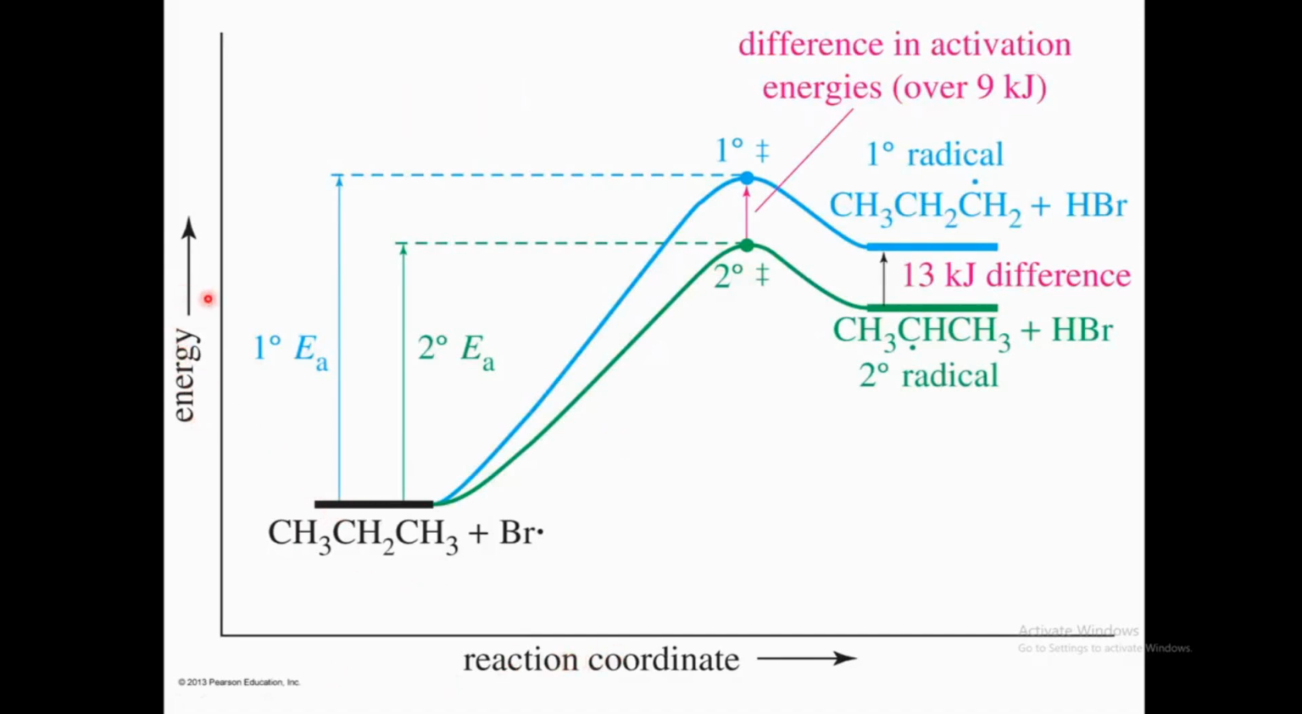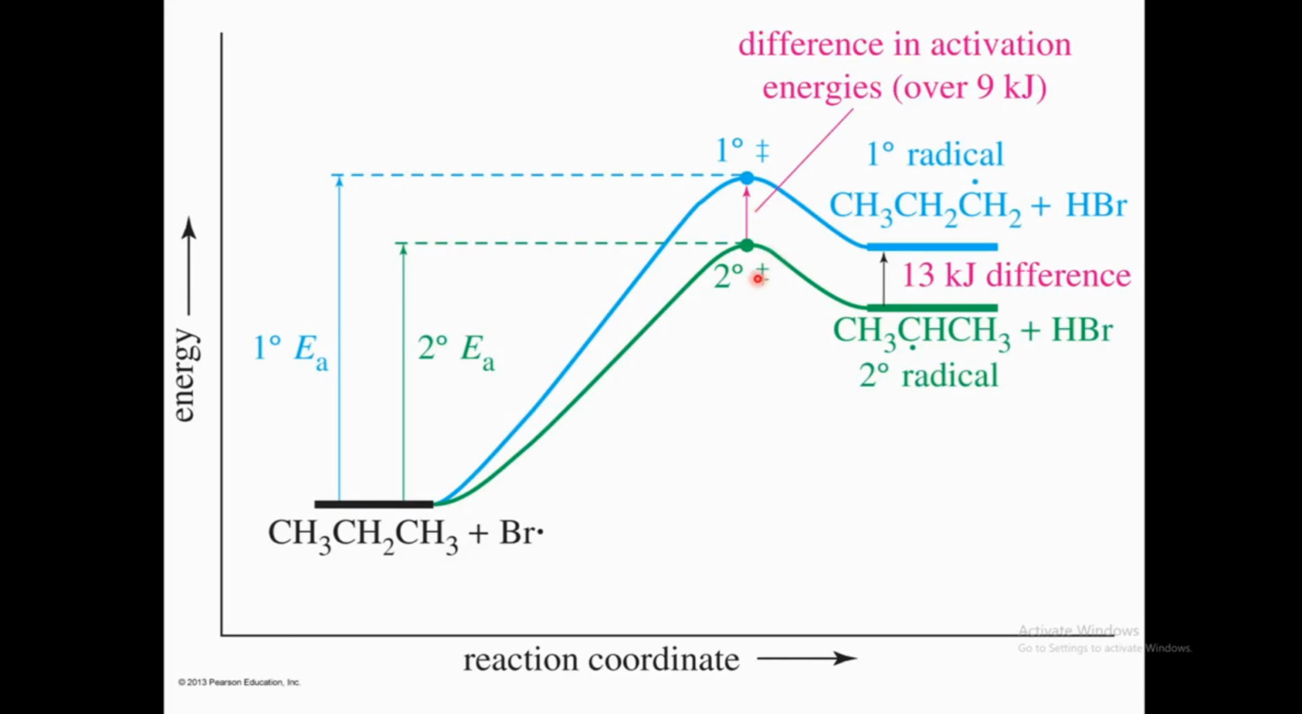Now this is the energy profile. This is propane and this is a bromine radical. Here is the activation energy for 1 degree, and here is the activation energy for 2 degree. This is the 2 degree propyl radical, and this is the primary 1 degree radical. The difference in activation energy is over 9 kilojoule per mole between these two in the bromination of propane.